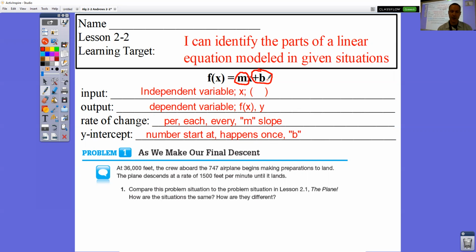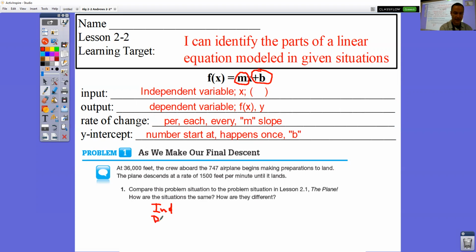So taking a look at this word problem, it says at 36,000 feet, the crew of a 747 airplane begins making preparations to land. The plane descends at a rate of 1,500 feet per minute until it lands. Descends means that it goes down. Compare this problem situation to the problem stated in lesson 2.1. How are the situations the same? How are they different? Well, they're the same because they have the same independent and dependent variables.